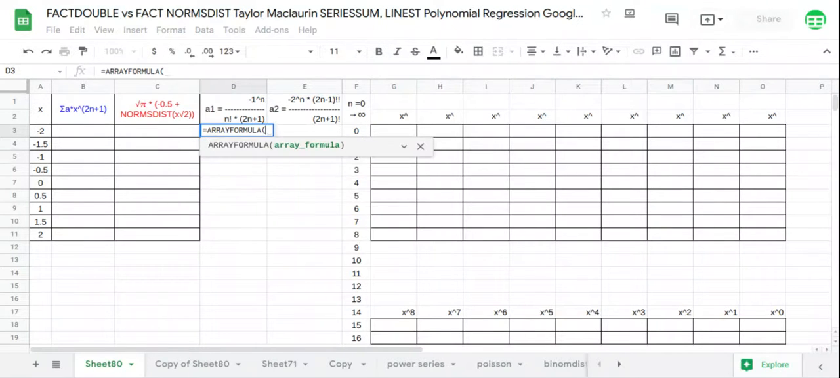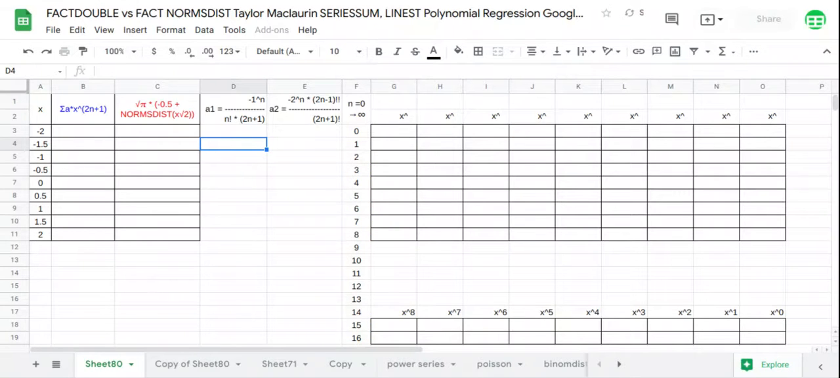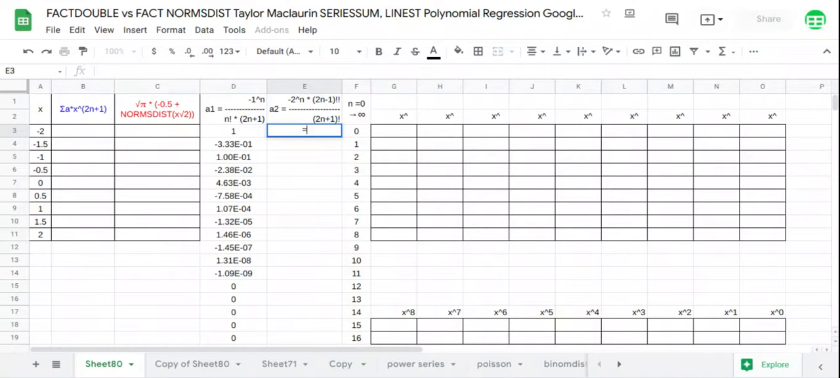We continue with the factorial coefficient. So array formula, minus 1 raised to the power n. That's the numerator. Divided by the denominator, which has two parts. The first part, factorial of n. The second part, the quantity 2n plus 1. So times 2 times n plus 1.